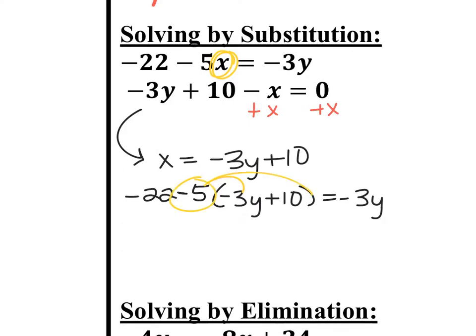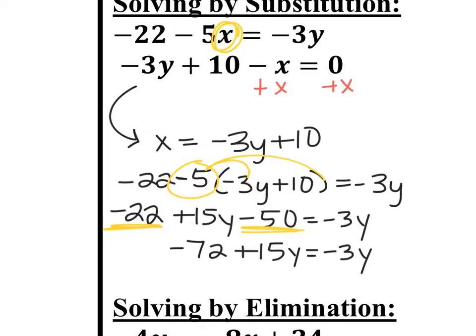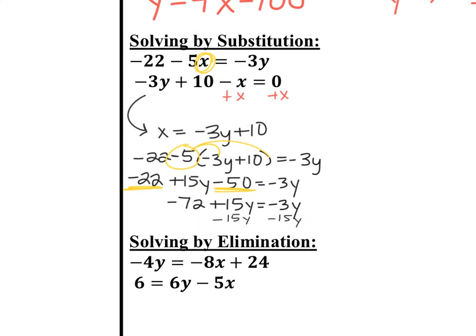We're distributing the -5. -22, just drop it down. Plus 15y minus 50 is equal to -3y. And now we can combine some like terms. So that'd be negative 72. Okay, this is where we isolate to get 15y. On the other side, we subtract it. So negative 72 equals negative 18y. So what do we get? What do we get for y? 4. We divide by negative 18.